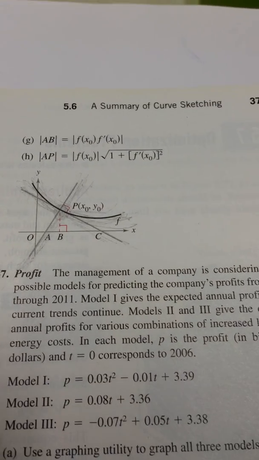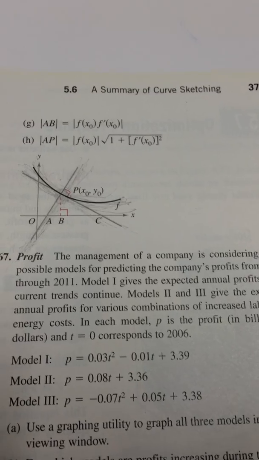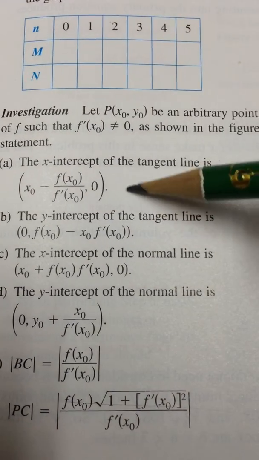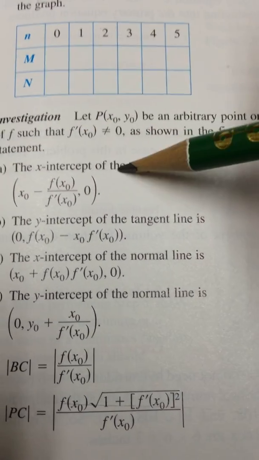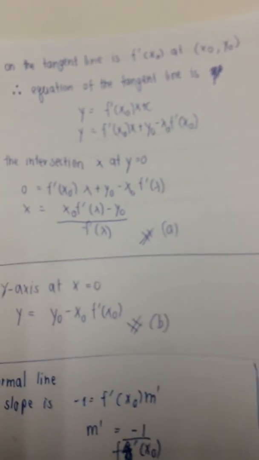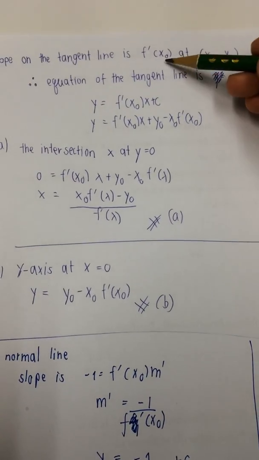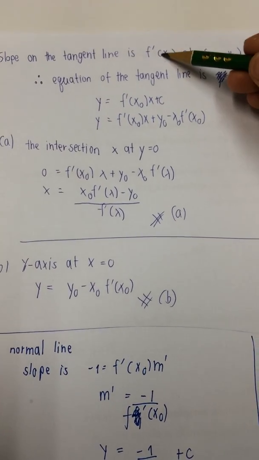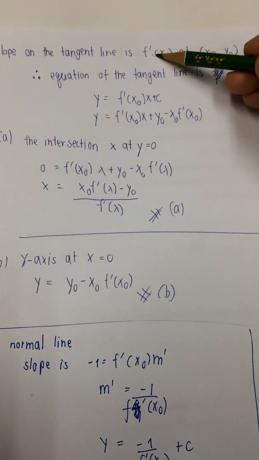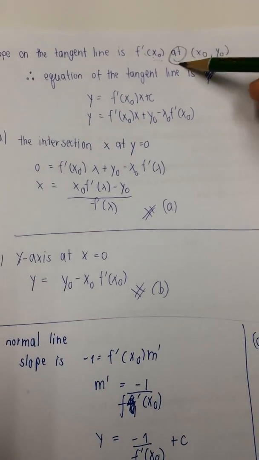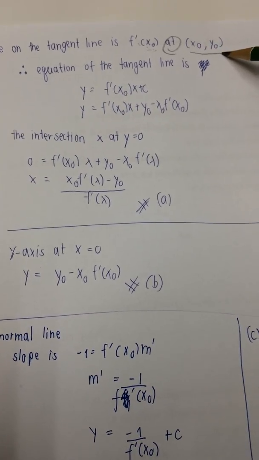Now, let's go to our first question, A. But before we can answer this question about the x-intercept of the tangent line, we need to know that the slope of the tangent line at x0 is f'(x0), right? At the point x0, y0.